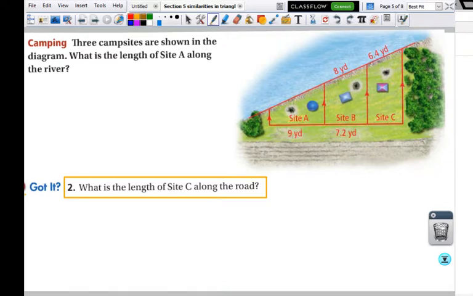Alright, so let's go ahead and look at this. We actually have a little bit of a story problem. It's not really a story problem. There's a picture. Okay, Kylie, read this. Three campsites are shown in the diagram. What is the length of site A along the river? Is this really a story problem? To find it, you start out with 9 over 7.2 equals 8 over 6.4.